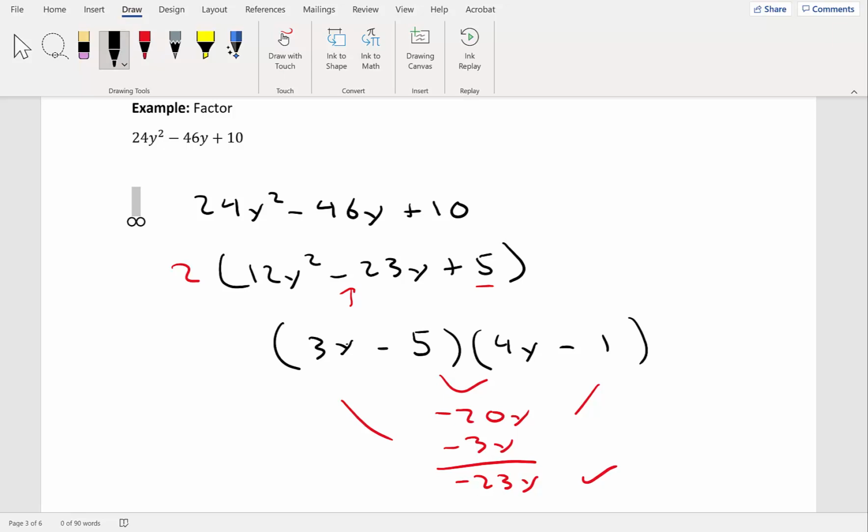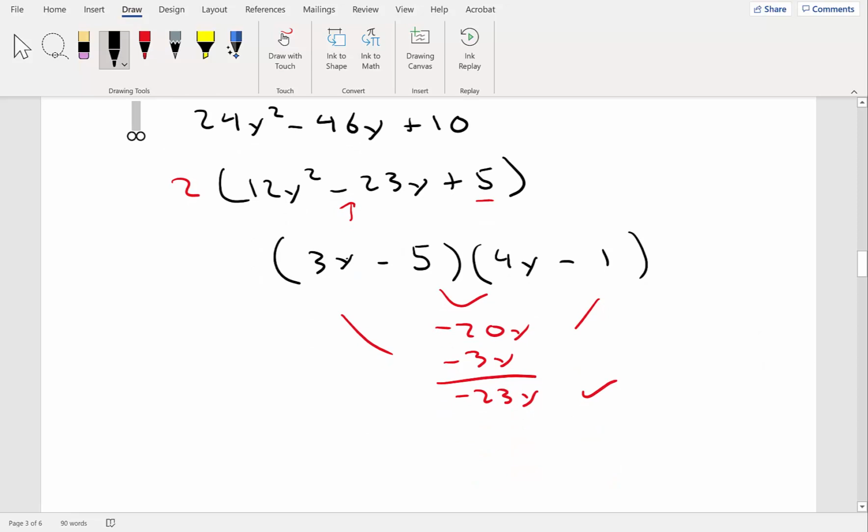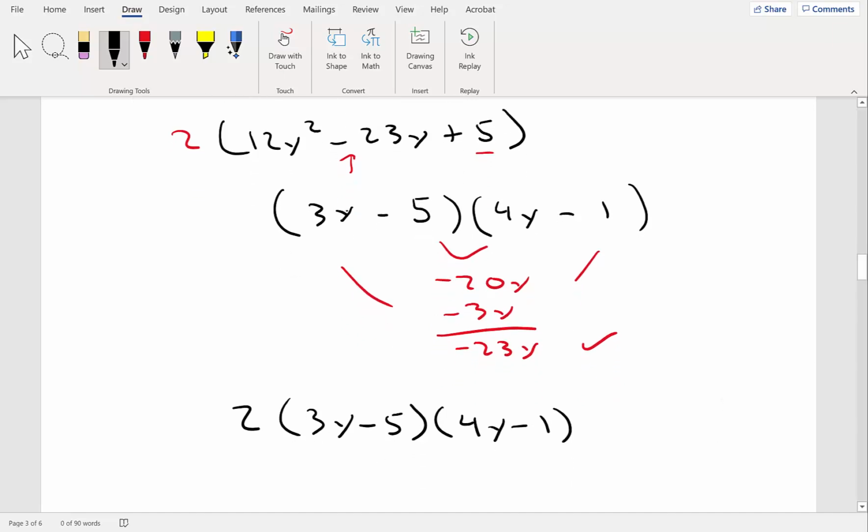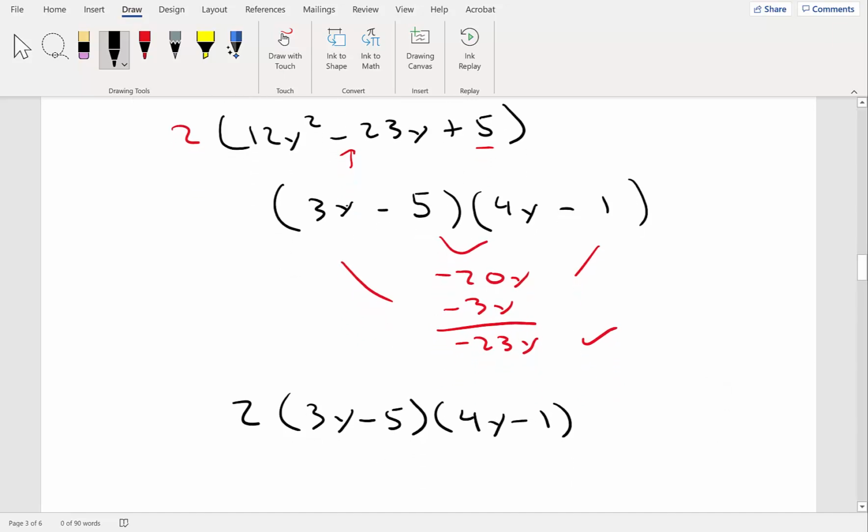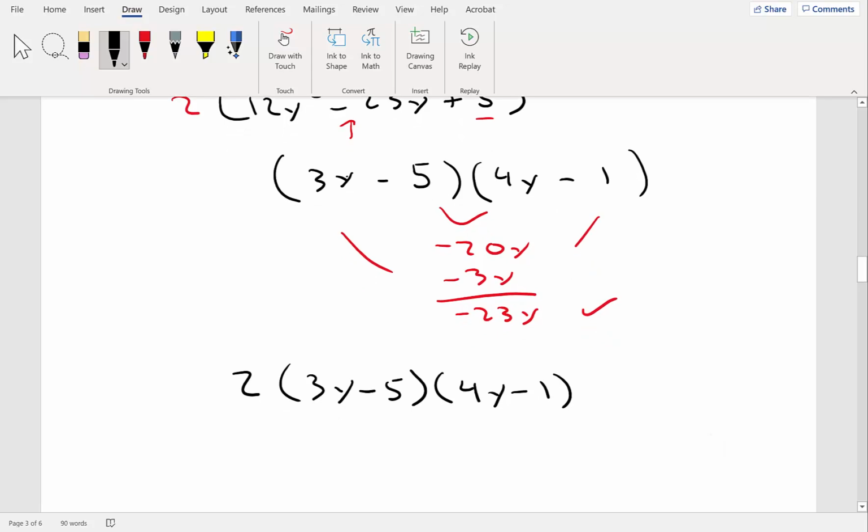But now, our final answer, remember the 2 that we factored out in the beginning, our GCF? This has to be part of your answer. So we have 2 times 3y minus 5 times 4y minus 1. And now we have it completely factored. So this was the trial and error method.